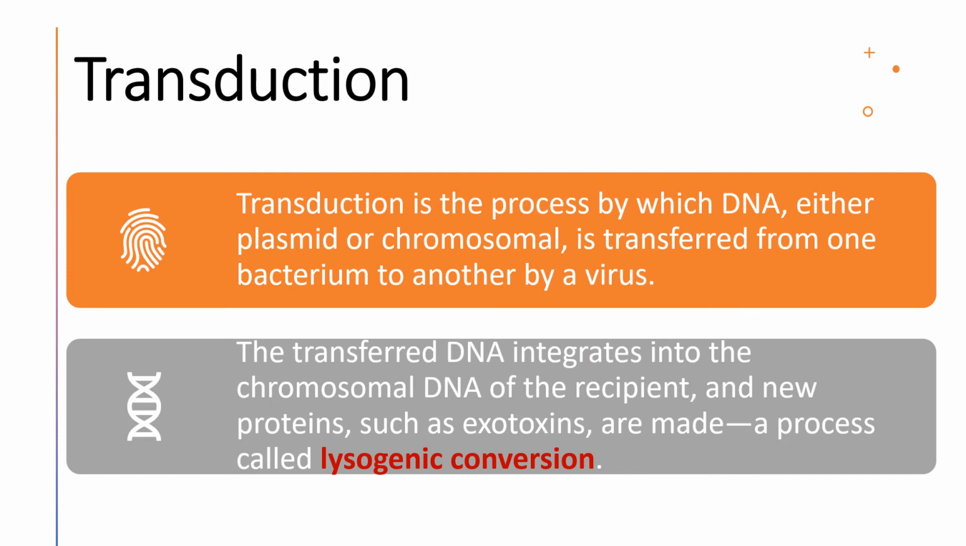Second process is transduction, by which the DNA, either plasmid or chromosomal, is transferred from one bacterium to another by a virus. The transferred DNA integrates into the chromosomal DNA of the recipient, and a new protein such as exotoxin is made by a process called lysogenic conversion.